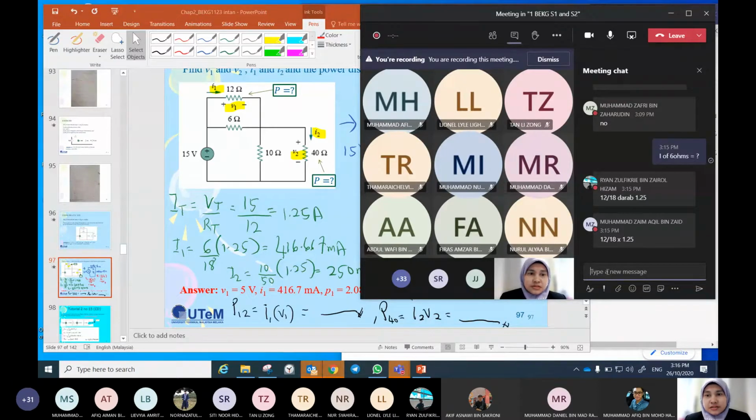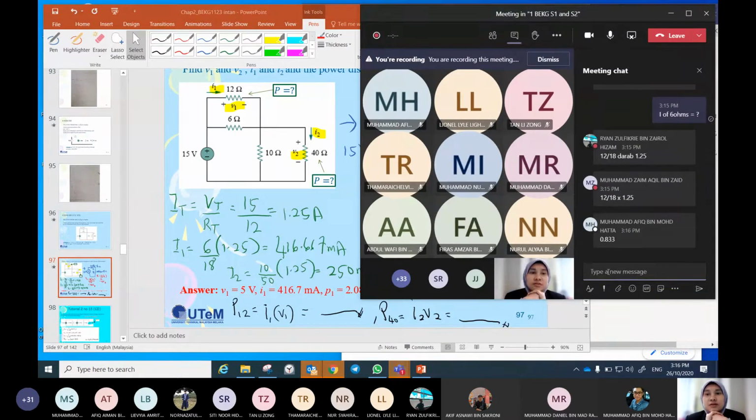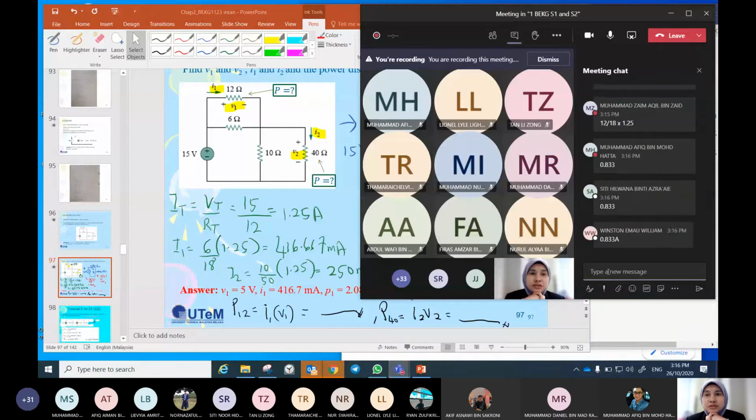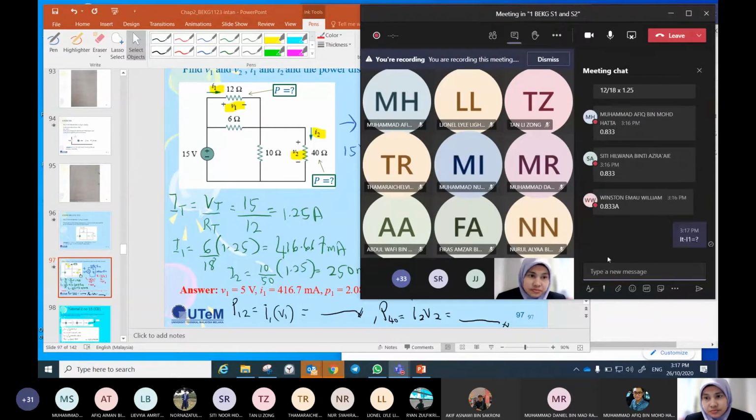Tan Li Zong, write the answer. Okay, Tan Li Zong gets the same answer, 0.833. And then the other approach is total current minus I1. I total minus I1 is equal to what?